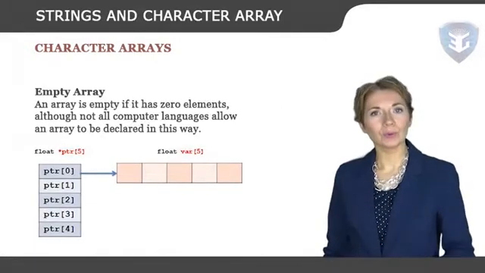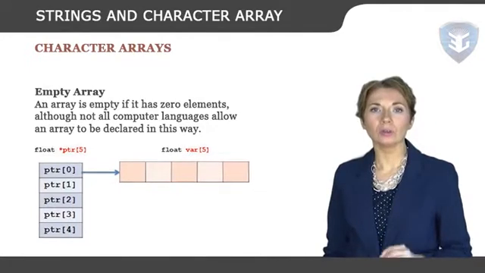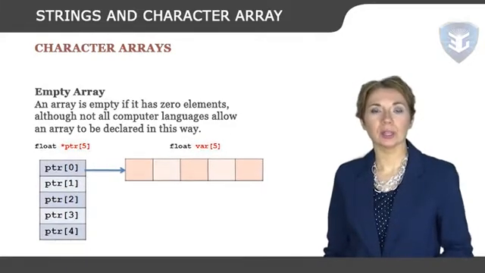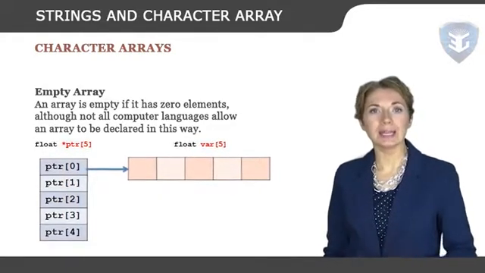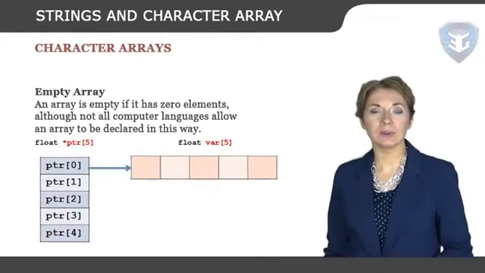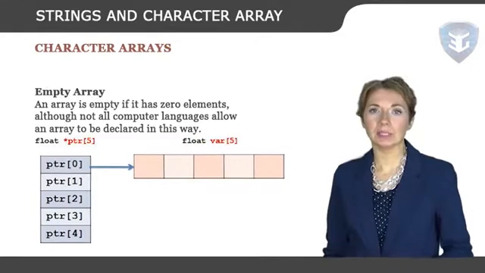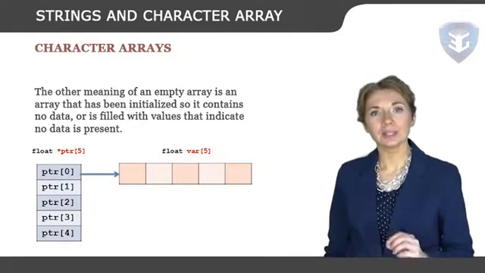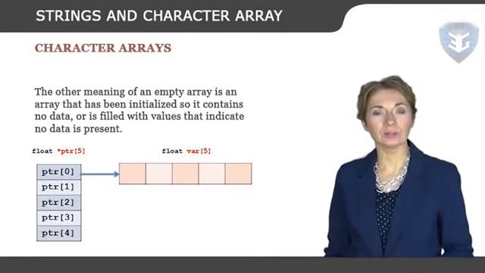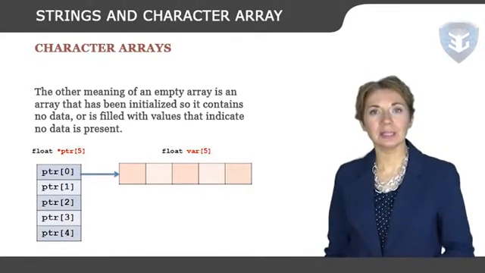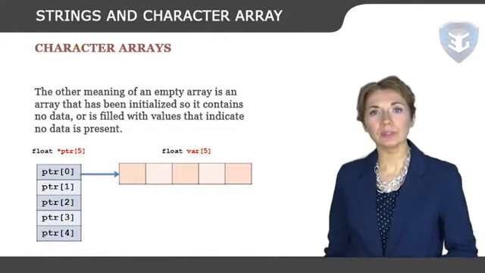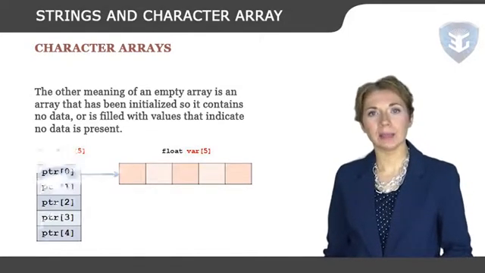Empty array. An array is empty if it has 0 elements, although not all computer languages allow an array to be declared in this way. Another interpretation of an empty array is an array in which all the data elements are either null, 0, or undefined, depending on the programming language being used. The other meaning of an empty array is an array that has been initialized so it contains no data, or is filled with values that indicate no data is present. This is because in languages such as C, when memory space for an array is allocated, it still contains any residual data from previous programs or files that might have occupied the space.